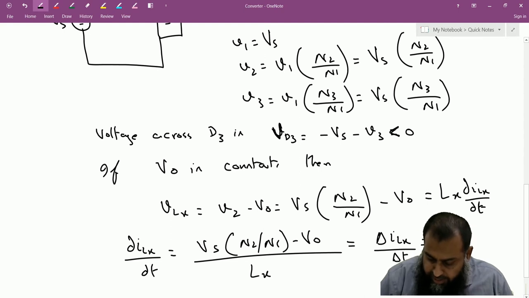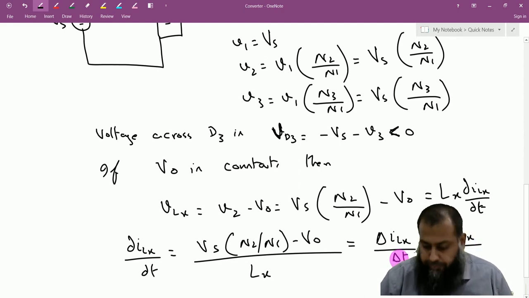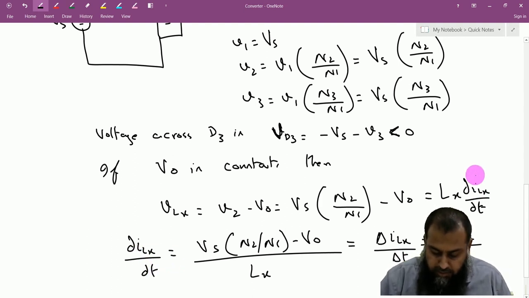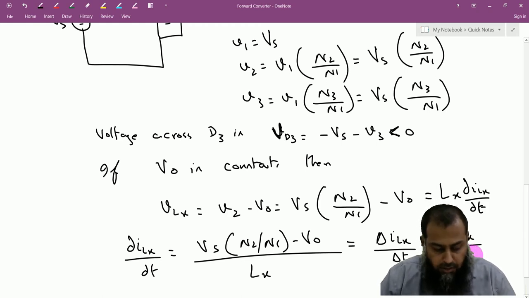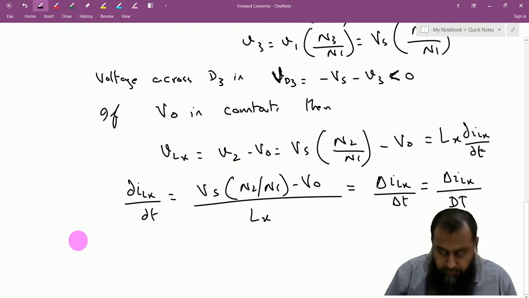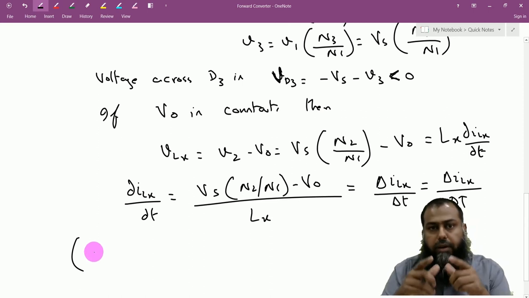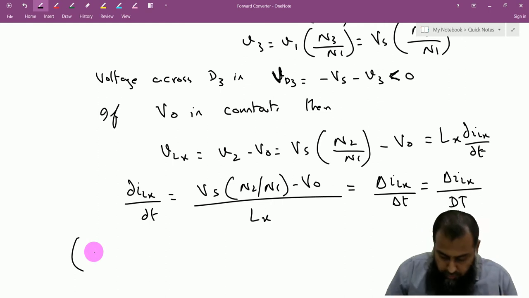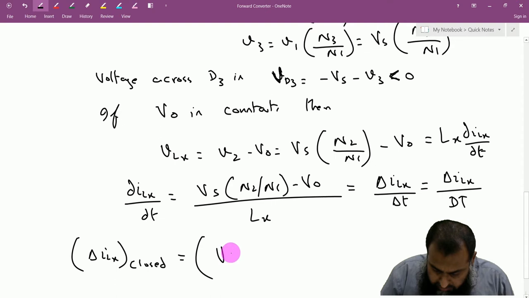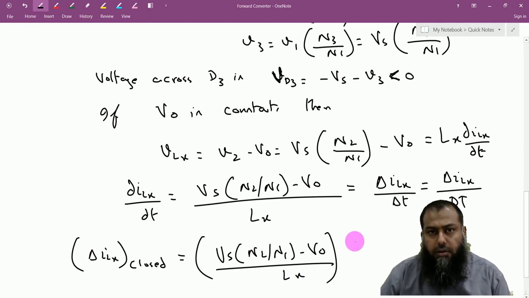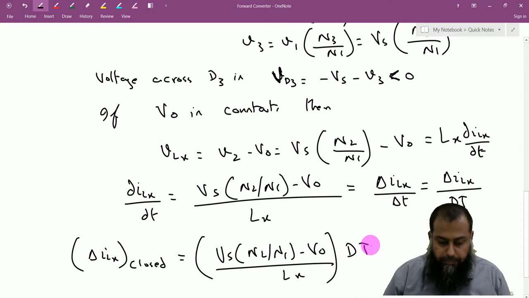So this is the net change in the current, delta ILX, and delta t is the time during which the voltage across the inductance is V2 minus V0, that is equal to delta ILX over dt, which is the time during which we turn on this particular switch. So likewise, we did for the flyback converter. We want to see what is the net change in this inductor current during the time we turn on the switch SW. So delta ILX when the switch is closed is equal to this Vs N2 over N1 minus V0 over LX times the duration during which we have turned on the switch, and that is equal to dt.